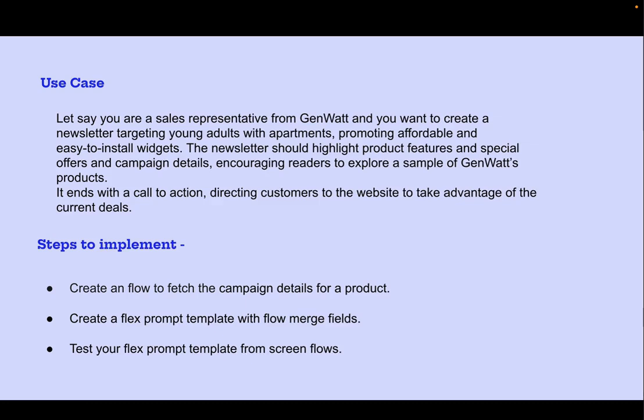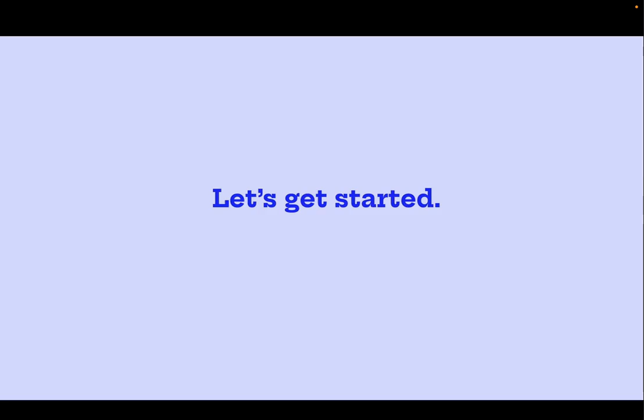Now, to implement this use case, there are a few steps that we are going to see. First we have to create a flow that will fetch the campaign details for a product. Then we will create a flex prompt template and that will invoke your flow. And finally we will see how we can test our flex prompt template from screen flows. So basically how we can use our flex prompt template from the flows. So let's get started with the implementation.